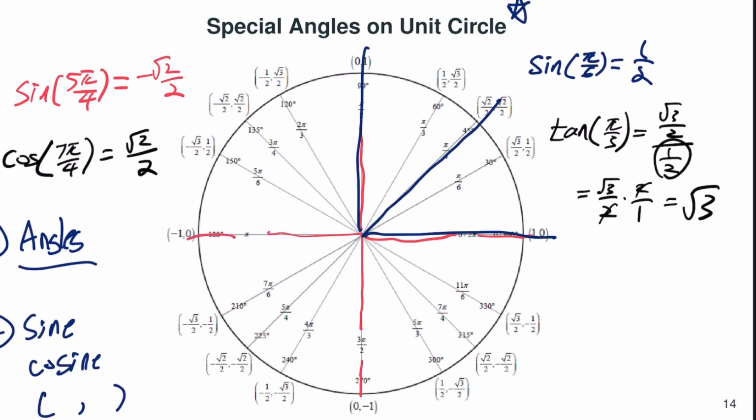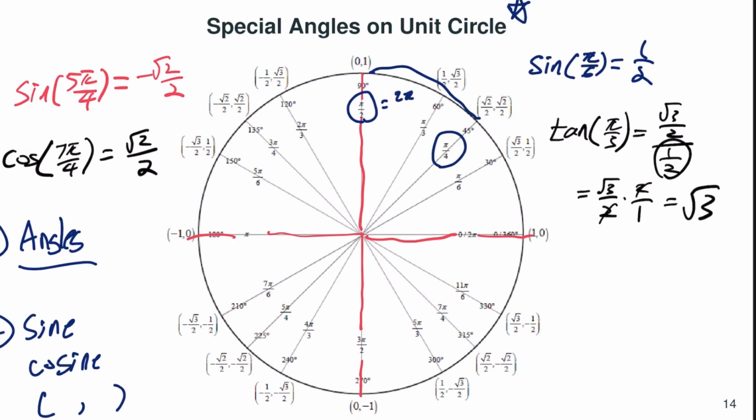Okay? So I got pi over 4, and I add another pi over 4. I add this pi over 4, and then I get 2 pi over 4, which simplifies to pi over 2. And from here, I add another pi over 4 to get 3 pi over 4.